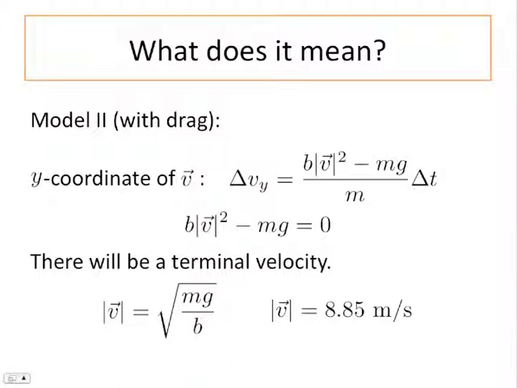However, in the second model, if we look at the y-coordinate of the velocity vector, then we see that if the magnitude of the velocity satisfies this equation, then over a time interval delta t, there will be no change to the velocity. So there will be a terminal velocity, and we can use this equation to find an expression for its magnitude, which is this, which for the particulars of my model leads to a terminal velocity of 8.85 meters per second.